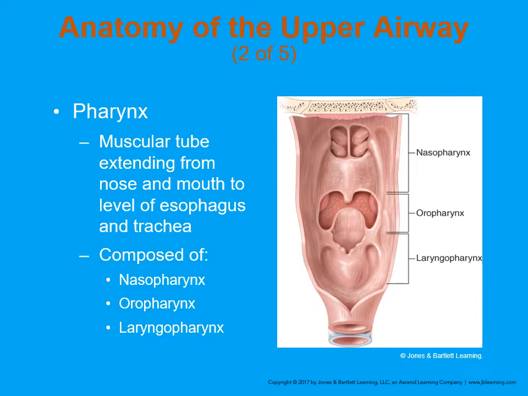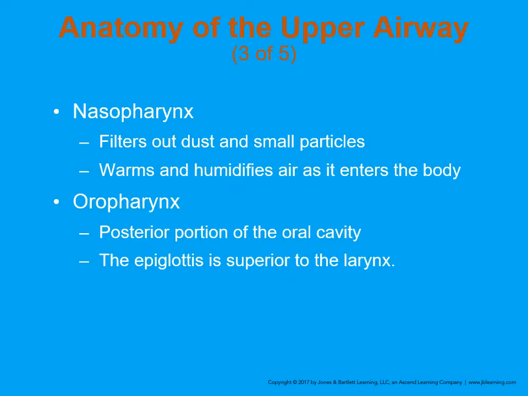Your pharynx, a muscular tube extending from the nose and mouth to the level of the esophagus and the trachea, is composed from top to bottom of the nasopharynx, oropharynx, and laryngeal pharynx. The nasopharynx is lined with ciliated mucous membrane that filters out dust and small particles. It warms and humidifies air as it enters the body. The oropharynx is the posterior portion of the oral cavity. The epiglottis is superior to the larynx, and it helps prevent food and liquid from entering the larynx during swallowing.